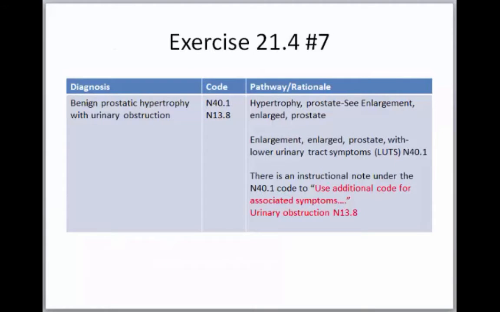And here's an example of benign prostatic hypertrophy with urinary tract symptoms, and we follow our instructional note to use an additional code with a urinary obstruction.